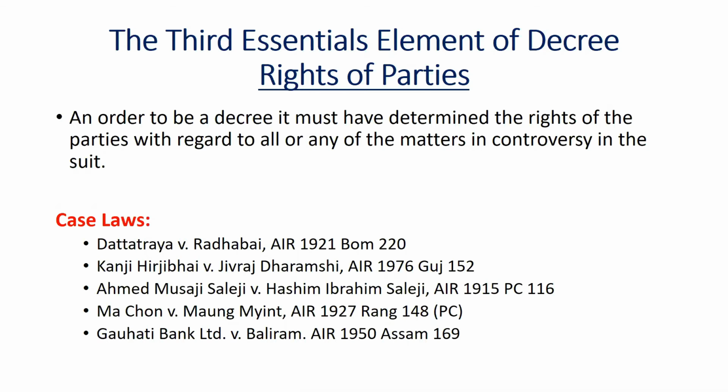In Kanji Hirjibai versus Jivraj Dharamshi, AIR 1976 Gujarat 152 case, the court held that the term parties means parties to the suit, that is, the plaintiff and defendants. And if an order is passed upon the application made by a third party who is a stranger to the suit, then it is not a decree. Decree तभी होगी जब ये दो parties के बीच में adjudication से होगी.